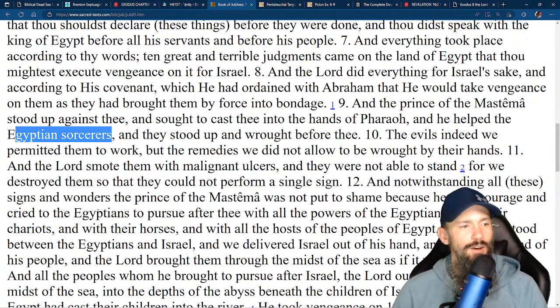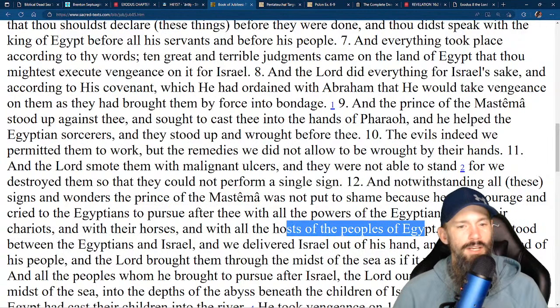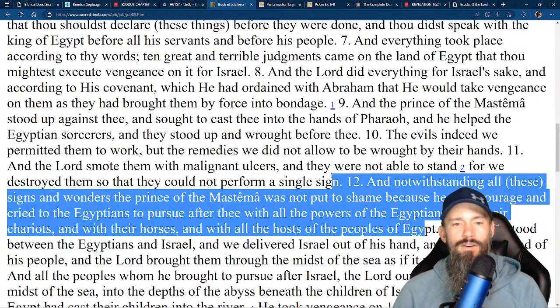And notwithstanding all these signs and wonders, the prince of the Mastema, that's an odd way to put that, was not put to shame, because he took courage and cried to the Egyptians to pursue after thee with all the powers of the Egyptians, with their chariots and with their horses, with all the hosts of the peoples of Egypt. Now, I'm going to stop there till next time.